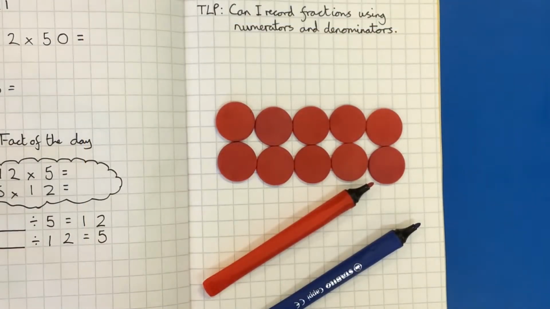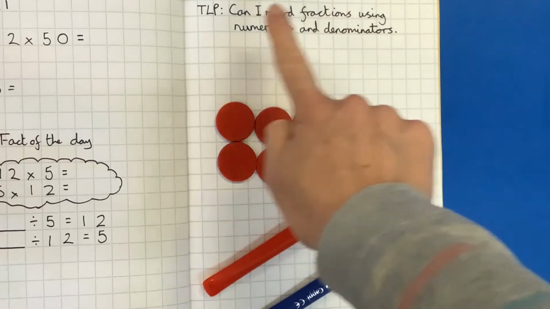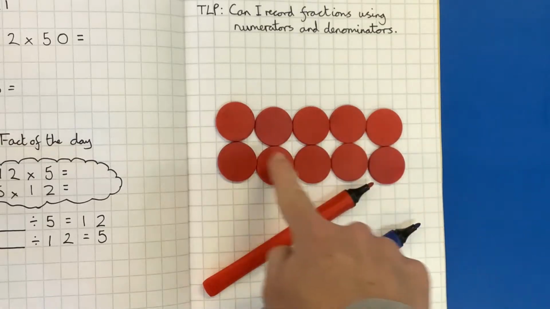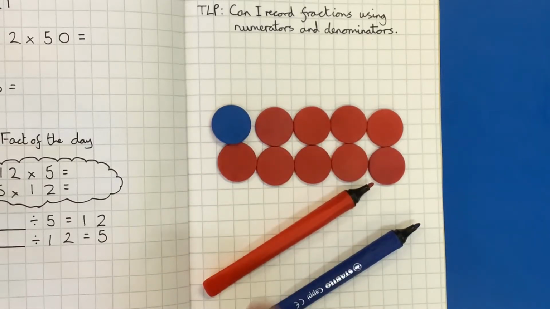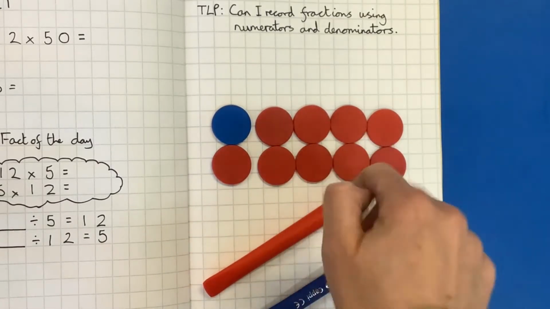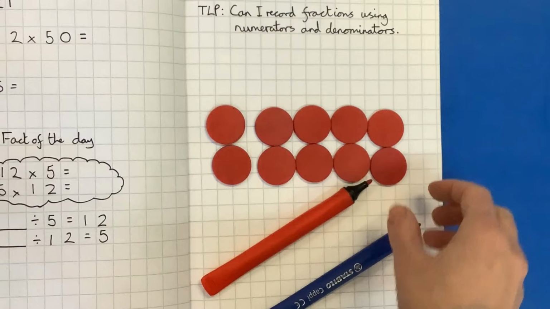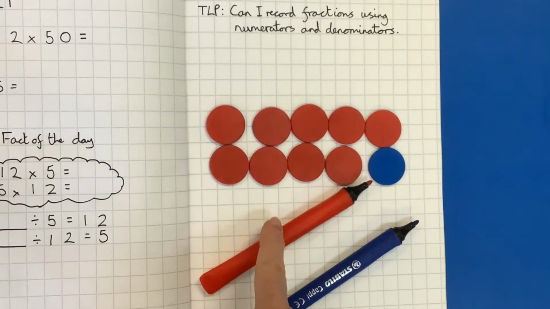So, for our main part of the lesson today, RTLP is, can I record fractions using numerators and denominators? Now, for this section, I would like you to find your 10 counters, which you should have had in your last pack, or one of the previous packs. If you haven't got those, if you can find some counters, we can make those work as well. But if you've got 10 of these red and blue counters, we call them, that would be perfect. If you've also got a red and blue, either pencil or pen, that would also be great. So if you can find those things, and then we can make a start.